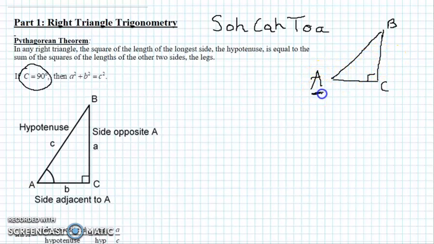So if this is angle A right here, then this will be side a. That's opposite of angle A. And then if this is angle B right here, then this will be side b, opposite of angle B. And then since C will always be the right angle, the 90-degree angle, then side c is always going to be the one that's opposite, which has a special name. The side that's opposite of the 90-degree angle is called the hypotenuse.